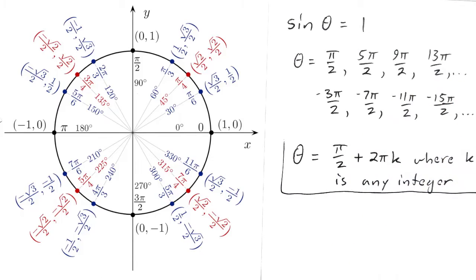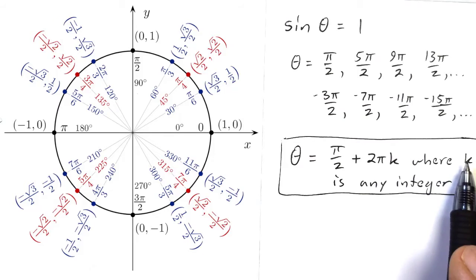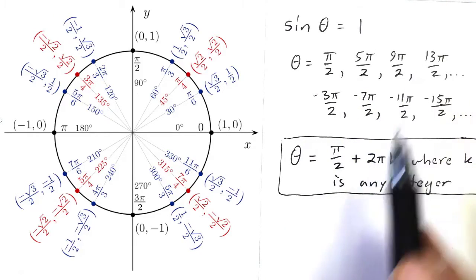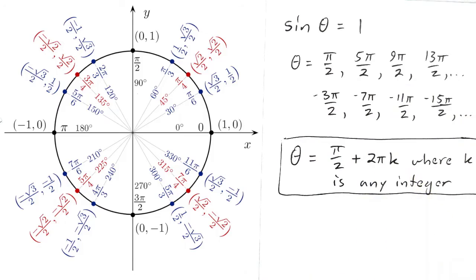And this encapsulates all of these possible solutions. If I take any integer for k, I will get one of these, and any one of these can be found by taking the appropriate integer value of k. So that is how we would answer this equation.